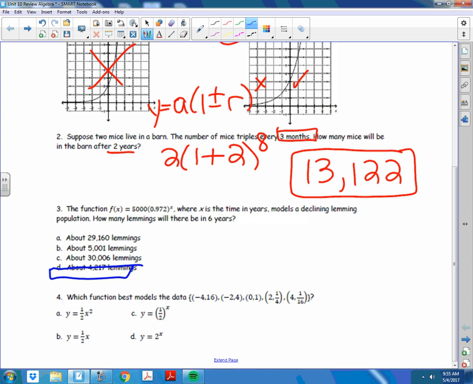And finally, which function best models this data? How did you solve this one? Mark, what did you do? That is exactly how I would have done it. What did you do, Kiana? I went to y equals and put all those in and looked for the... Ooh, that's even better.